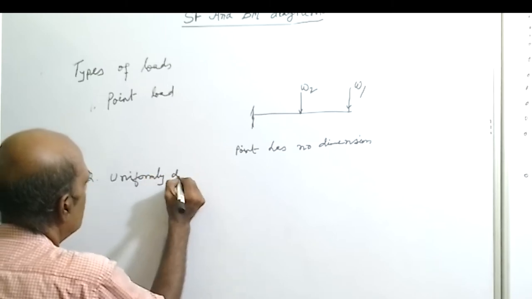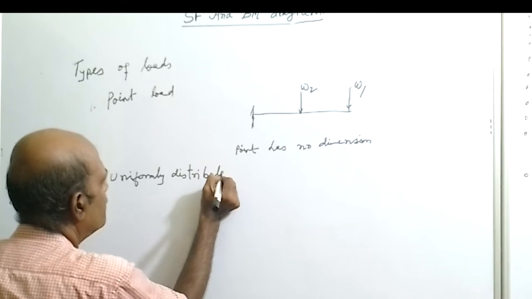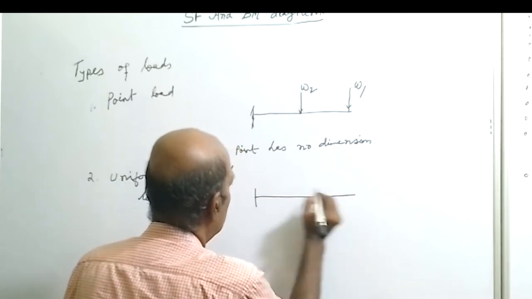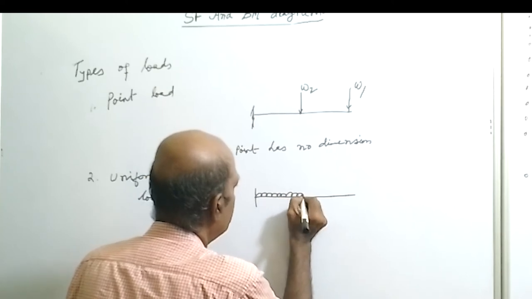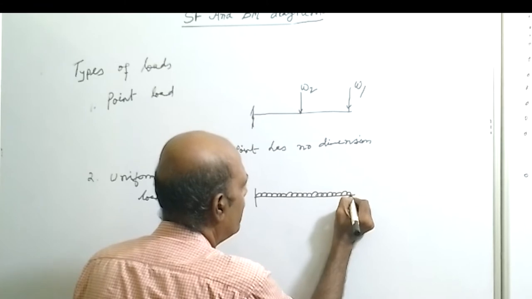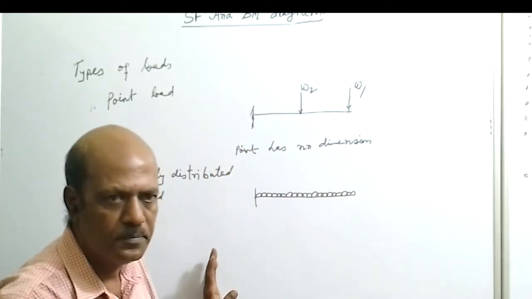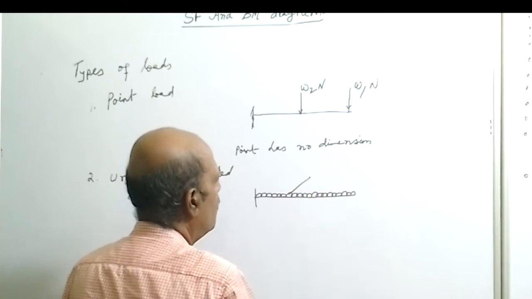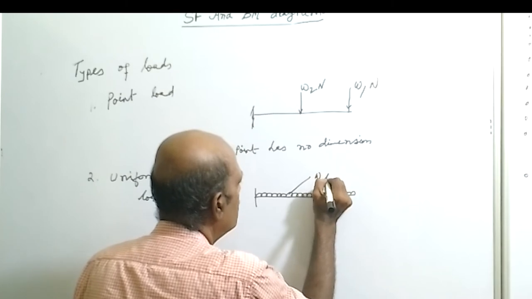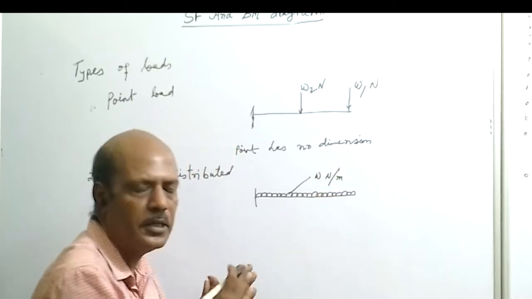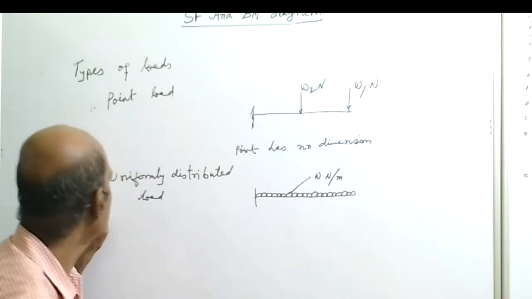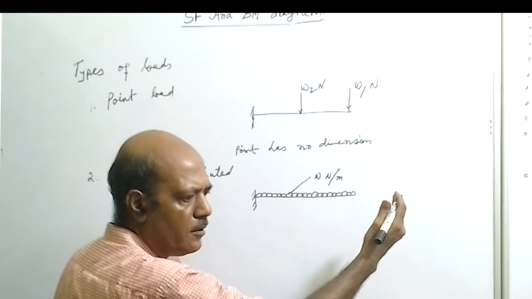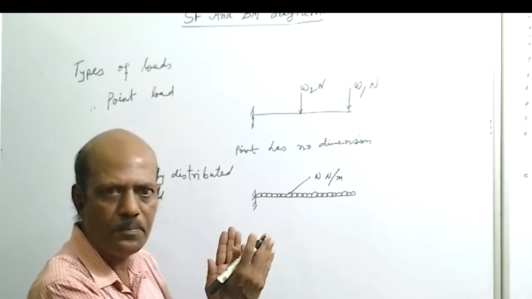The second type of load is called a uniformly distributed load. If we see this type of load, the load value is evenly distributed over the whole length of the beam or part of the beam. It is expressed by W Newton per meter length, or per centimeter length, or per millimeter length. That means in a uniformly distributed load, the load value is evenly distributed over the whole length of the member or part of the length.